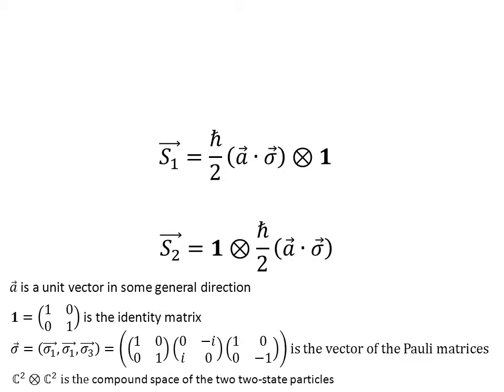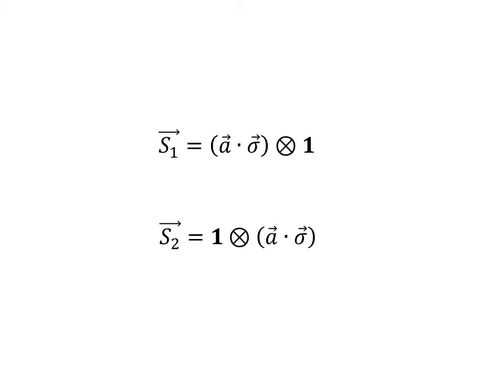Now, in the usual manner, we will make three simplifications. First, we will drop the coefficient h bar over 2 in the expressions of the operators. This will not affect the final result. Second, we will observe the vector of the Pauli matrices directed only in the z direction. Third, we will carry out the measurement not along just any vector, but along the z direction.